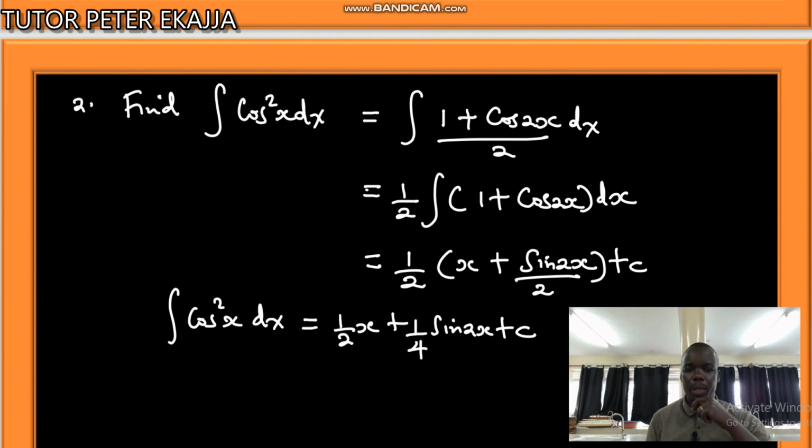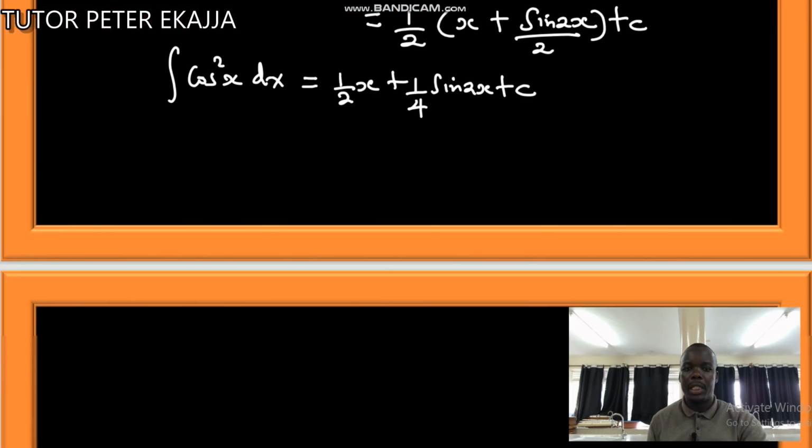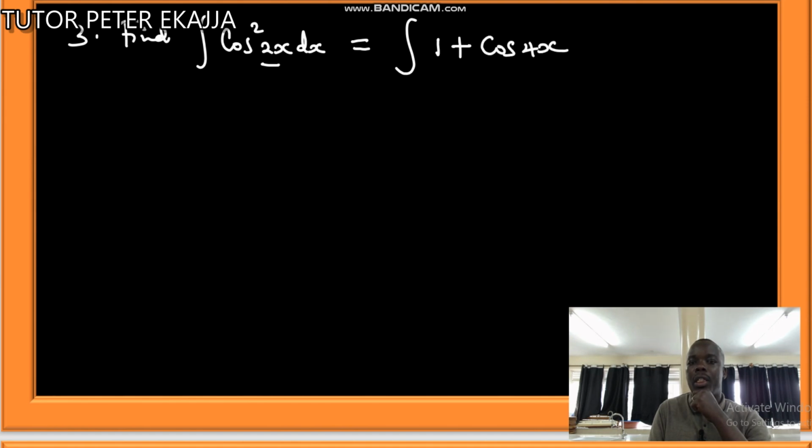Now, what happens if someone gives a situation like this? Someone tells you find the integral of maybe cos squared, but of 2x. Now you need to remember that now that we have 2x here, this definitely becomes the integral of 1 plus, now we double the angle, so it will be plus cos of 4x, all this divided by 2 with respect to x.